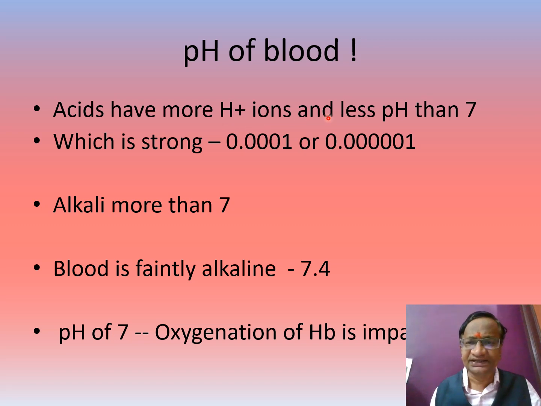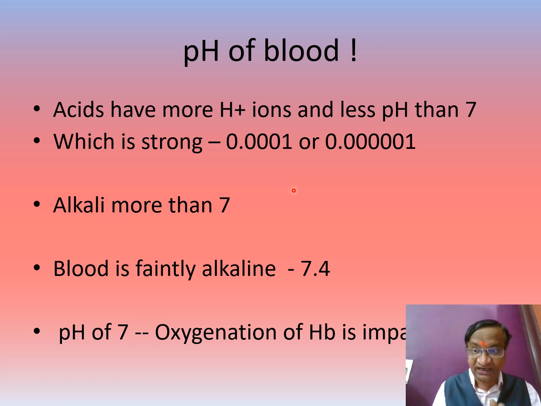Acids have more hydrogen ions and a pH less than 7. Which is stronger, 0.001 or 0.01? Alkali means a pH more than 7. Fundamentally, in chemistry, blood is alkaline because neutral pH is 7. Blood is 7.4, faintly or mildly alkaline.